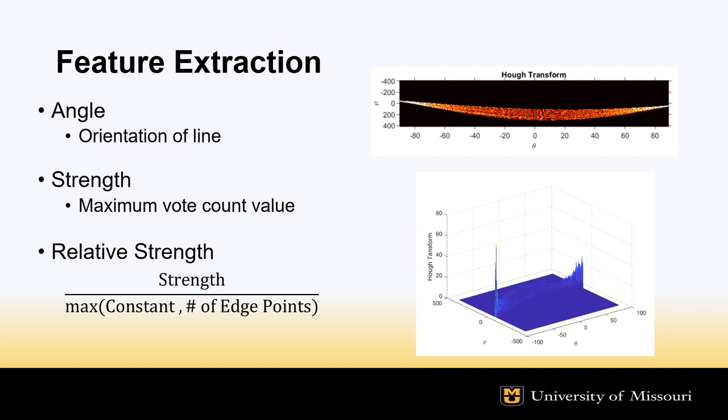The final feature we collect is the relative strength. We use this metric to lower the strength of the predicted line in extremely noisy data for the purpose of detecting false alarms.